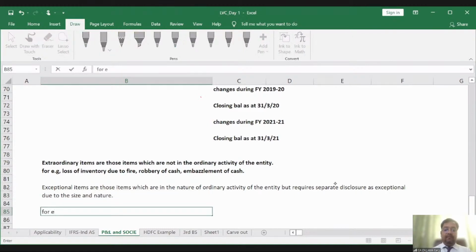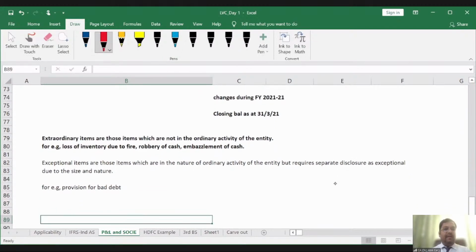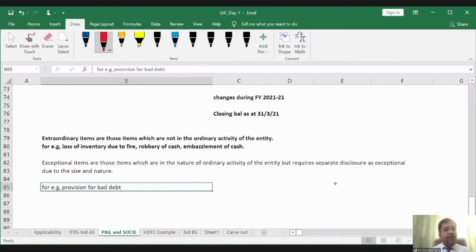For example, provision for bad debt, right? If the company is selling goods on a credit basis, of course provision for bad debt will be there. So it is in the ordinary activity of the entity. Provision for bad debt is a normal item in the ordinary course of business. Am I right?